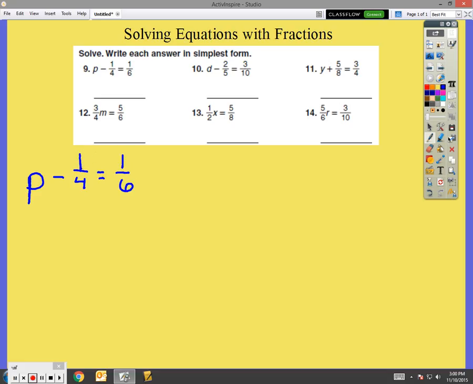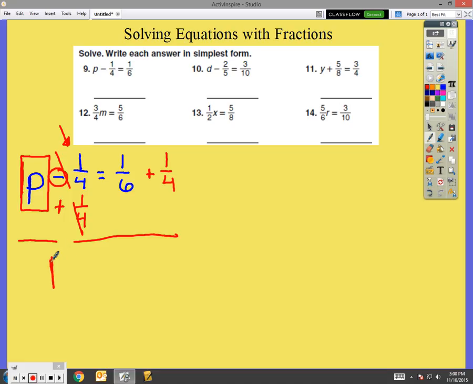Now, first thing I know is I need to isolate that variable. I'm using the word isolate because the variable does not have a coefficient with it. It is by itself. It's not being multiplied. Now, to isolate that p, I need to get rid of this 1/4. Well, to get rid of it, I need to do the opposite of subtraction, which in this case is addition. So I'm going to add 1/4 to both sides. Now we have a negative 1/4, a positive 1/4. Those are opposites. Together they make 0. I have the variable p left.